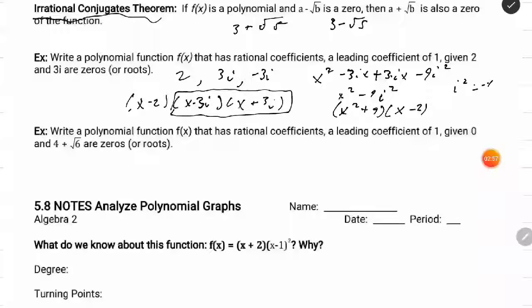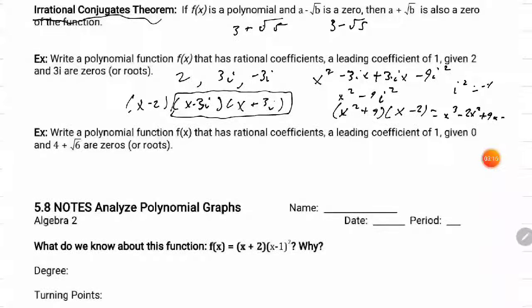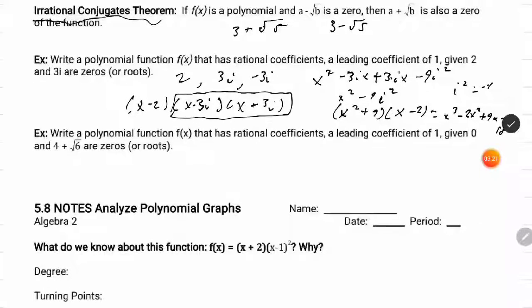because that's what we had from before. And what it'll look like is x cubed minus 2x squared plus 9x minus 18. So once again, x cubed minus 2x squared plus 9x minus 18. And that's our function.